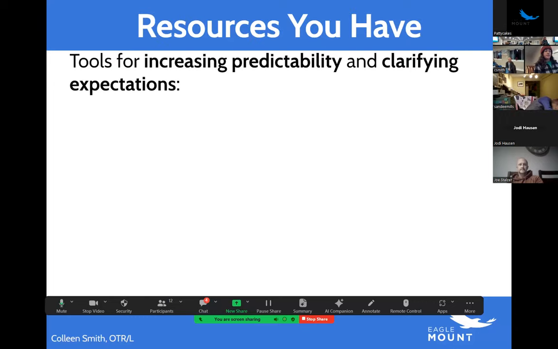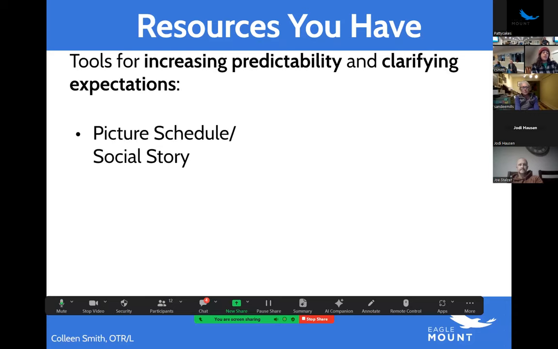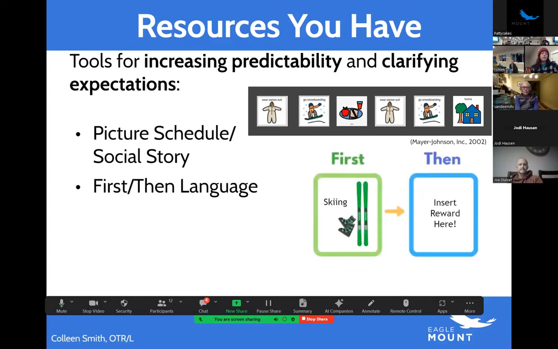And then some resources. So for increasing predictability and clarifying expectations, we can use things like a picture story or schedule and first-then language. First-then is really easy to use in the moment. You don't need a tangible thing to do it.